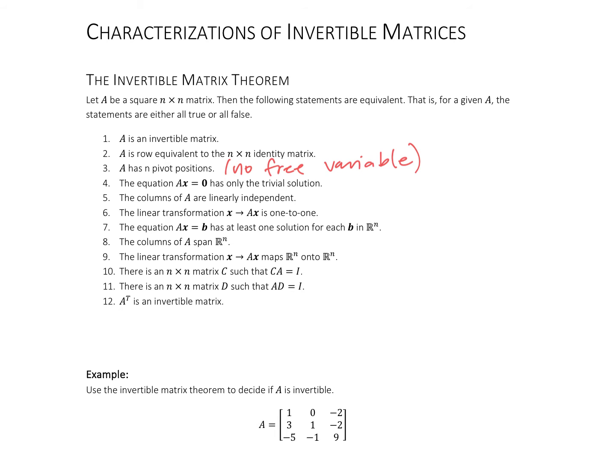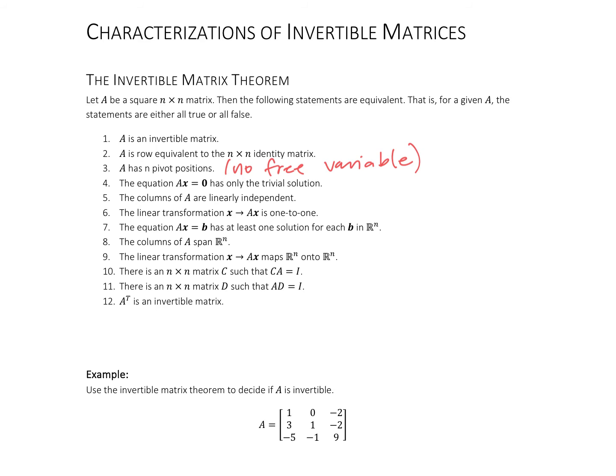That means that the columns of A are linearly independent, which is the next one. The columns of A are linearly independent. If the linear transformation is 1-to-1, we haven't really talked about what it means to be 1-to-1, but 1-to-1 essentially means that your x's and y's don't repeat themselves ever. So like x squared is not a 1-to-1 function because both 1 and -1 map to the number 1. The equation AX equals B, the non-homogeneous matrix equation, has at least one solution for each B. The columns of A span R to the n, right?